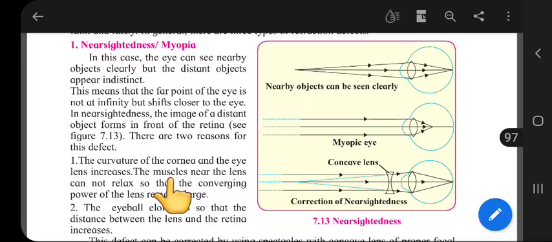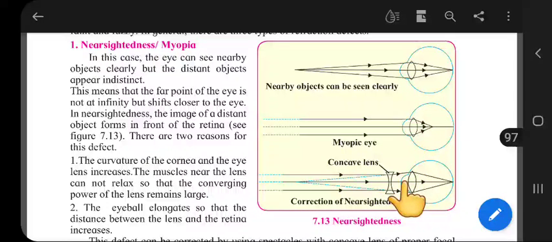This defect occurs due to two reasons. The first reason: the curvature of the cornea and the eye lens increases, and the muscles near the lens cannot relax, so the converging power of the lens remains large. And the second reason: the eyeball elongates, so the distance between the lens and the retina increases, and that's why we get the image between the lens and the retina.